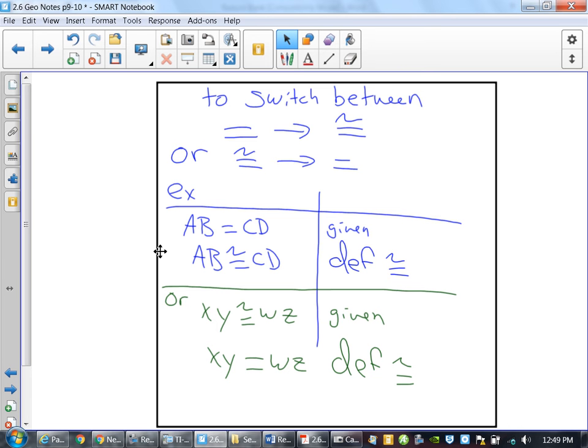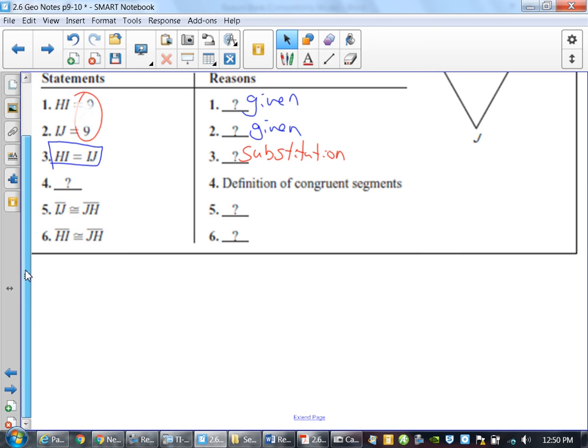So now when I go back to look at that proof that we were working on yesterday, you guys all have this, okay? I don't want to go too fast. I have a tendency sometimes of going too fast. HI equals IJ, blank, definition of congruent. What do you think is supposed to go there? HI is equal.